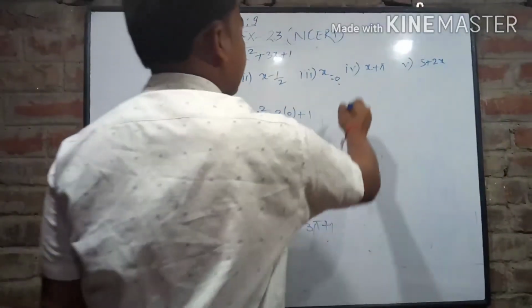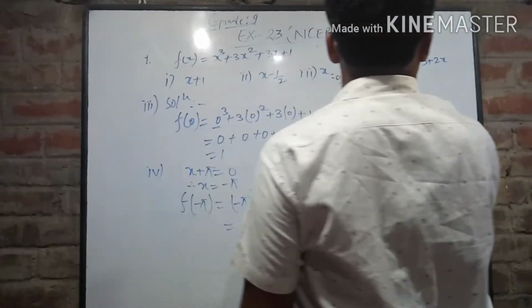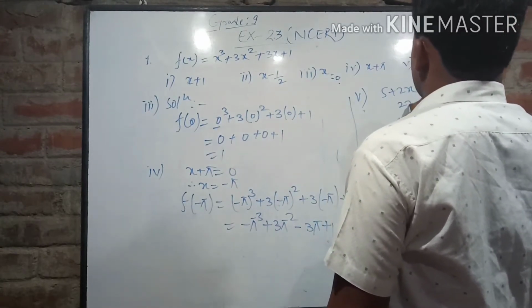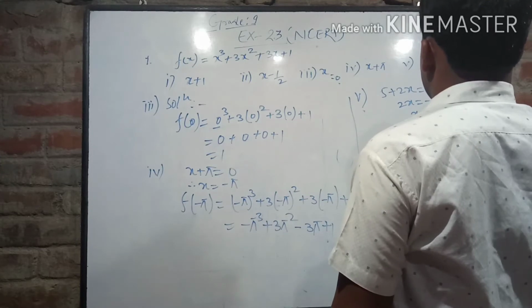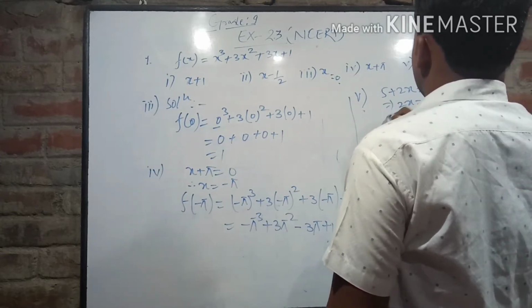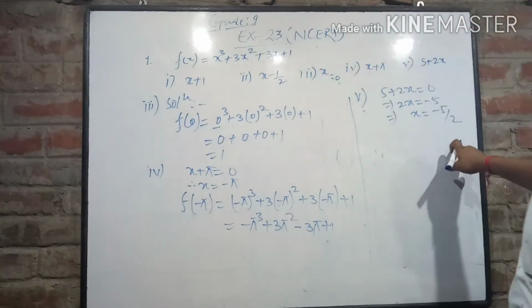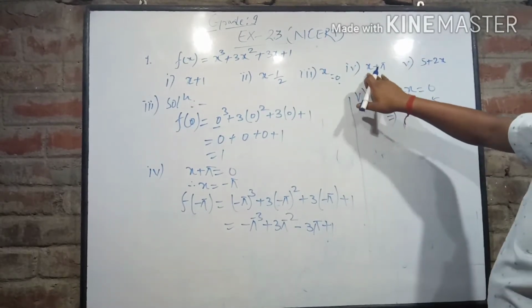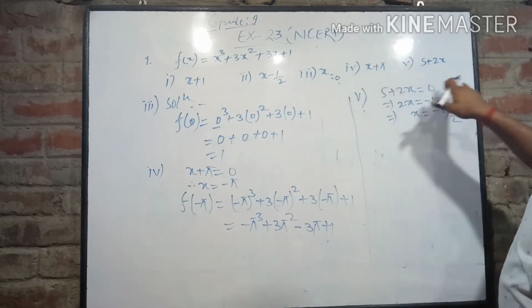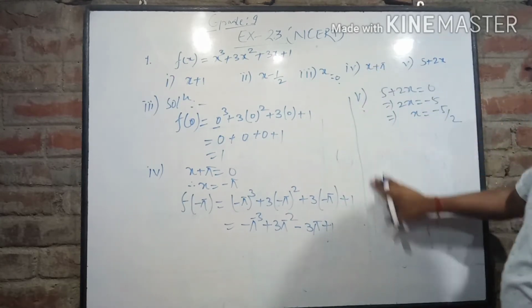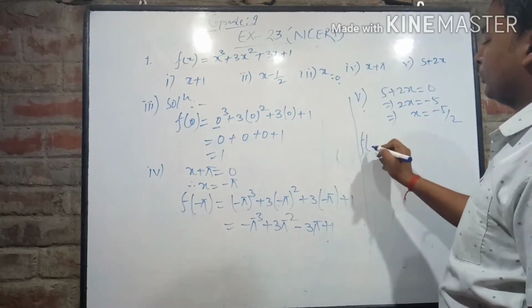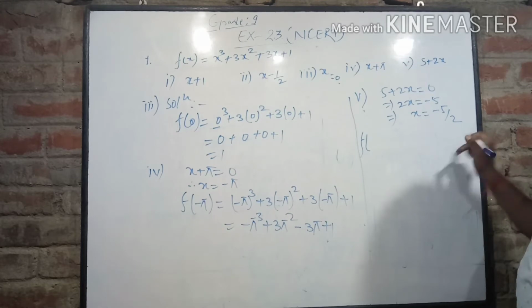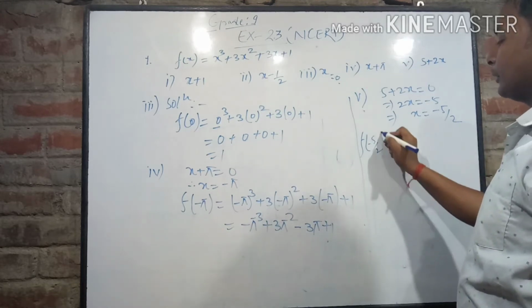And the last part is fifth. 5 plus 2x is equal to 0. So 2x is equal to minus 5 and hence x is equal to minus 5 by 2. We have got the value. Always, step 1 says that put that divisor equal to 0, find the value of x, and simplify the value of the given polynomial at that particular x point. x is equal to minus 5 by 2. We are calculating here only.